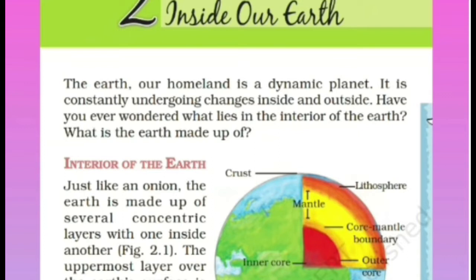What do you mean by dynamic planet? Dynamic means changes. There are many changes occurring on the earth from time to time, so it is called a dynamic planet. There are many changes inside and outside.